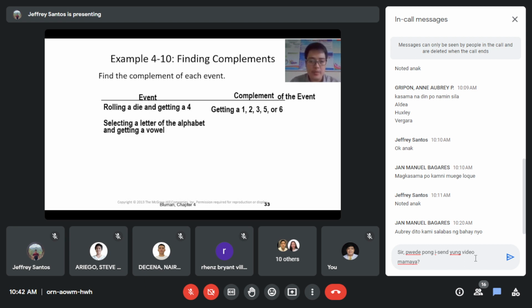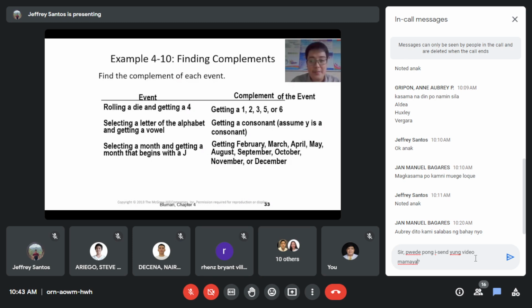So another example, selecting a letter of the alphabet and getting a vowel. Of course, the complement of the event is getting a consonant naman. Okay? So next, selecting a month and getting a month that begins with a J, its complement is getting the other months except for January, since that is the only month beginning with a J. For the last one, selecting a day of the week and getting a weekday, its complement, of course, is getting Saturday and Sunday since it's the complement of Monday to Friday.